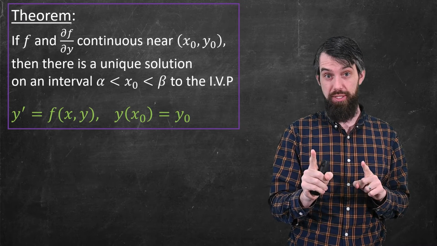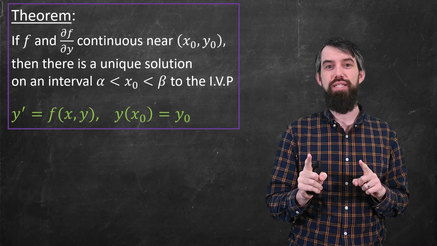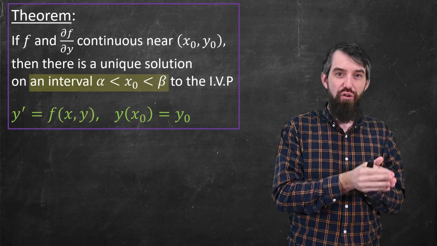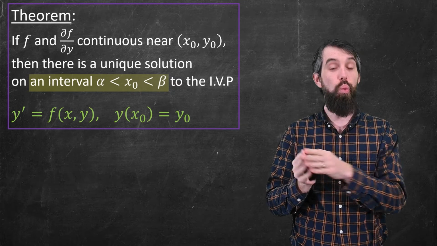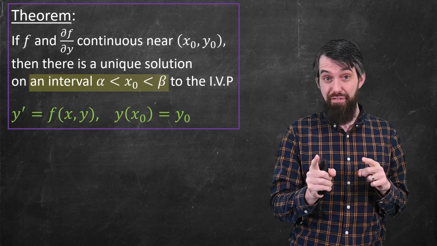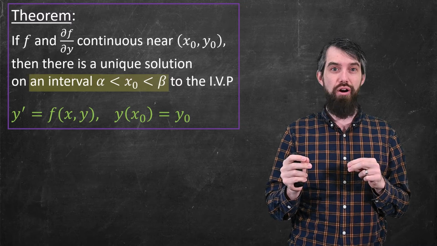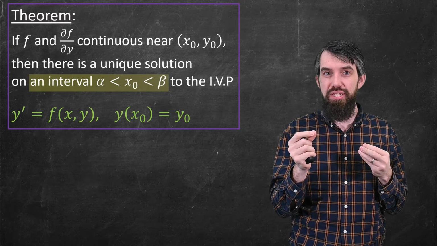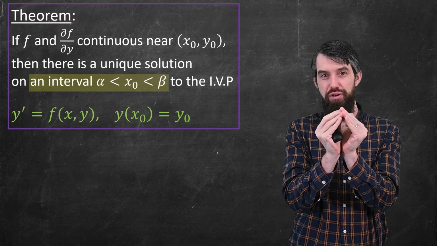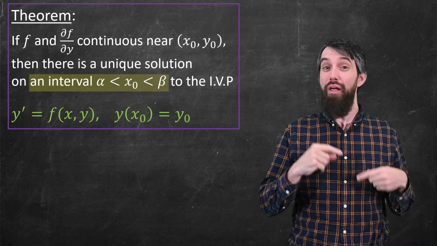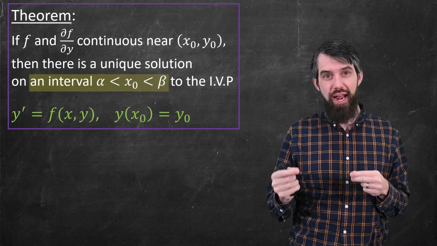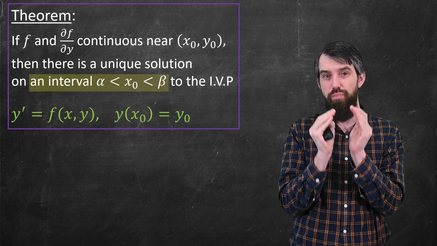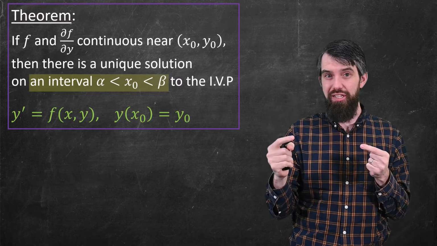Now, two important remarks. The first is, notice that the conclusion says that there exists a unique solution on an interval alpha less than x naught up to beta. What's the idea here? Even if the function f and its partial derivative with respect to y are defined on some big, large rectangle, the solution may only exist on a much, much smaller interval around the point. That is, while there does exist a unique solution, there's no guarantee that that solution exists and is unique on anything except for perhaps a very, very small interval. And so that is a weakness of this theorem.